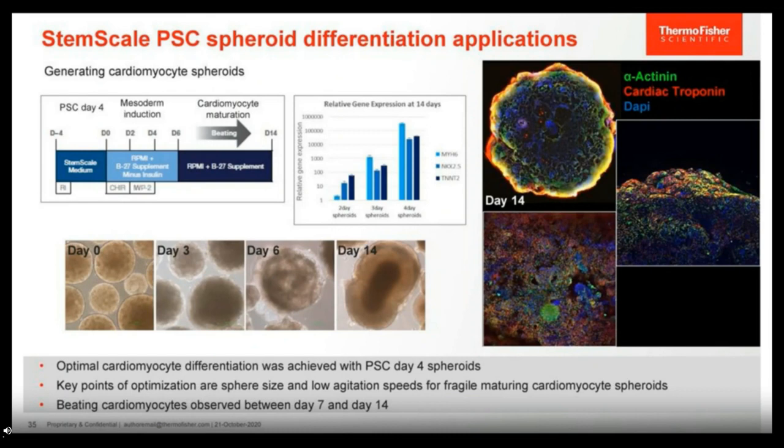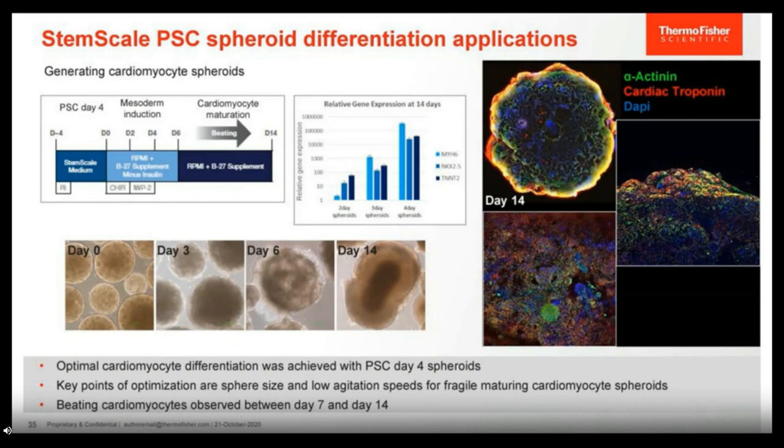Okay, so moving on to another application. My colleague, Richard Josephson, has done a lot of work on generating cardiomyocytes from the StemScale PSC spheroids. We have an app note online for this, as well as a protocol. I just wanted to highlight a few key points on this slide.